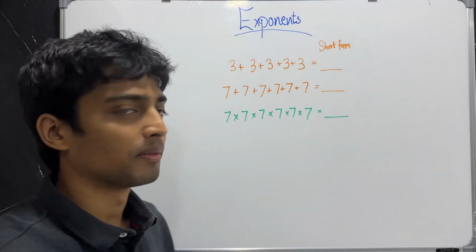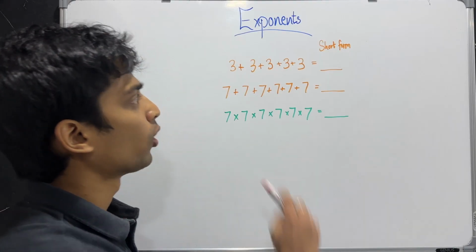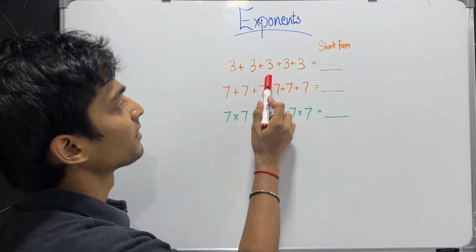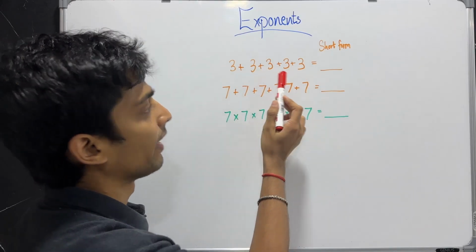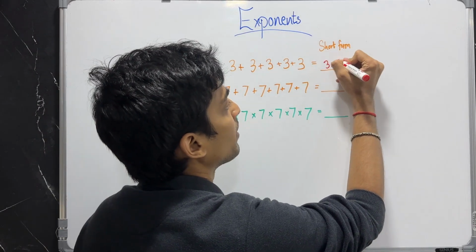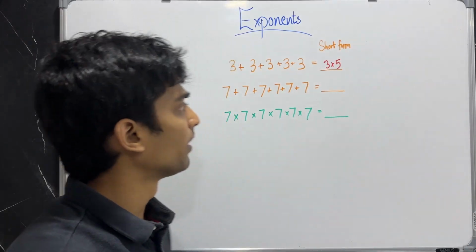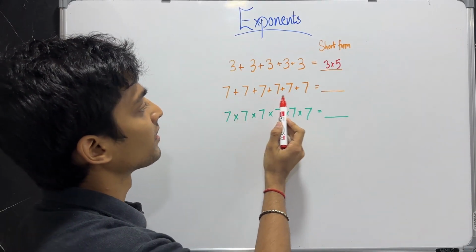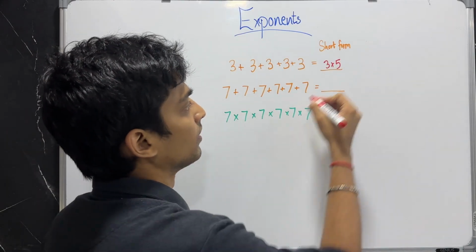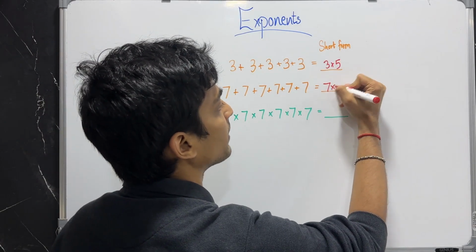Okay, let's start. You have to tell me the short form of each expression. Let's start with the first one. 3 plus 3 plus 3 plus 3 plus 3. 5 times we are adding 3. What is the short form? Yes, so it will be 3 multiplied by 5. Next one, 7 plus 7 plus 7 plus 7 plus 7 plus 7. 6 times 7, so it will be 7 multiplied by 6.